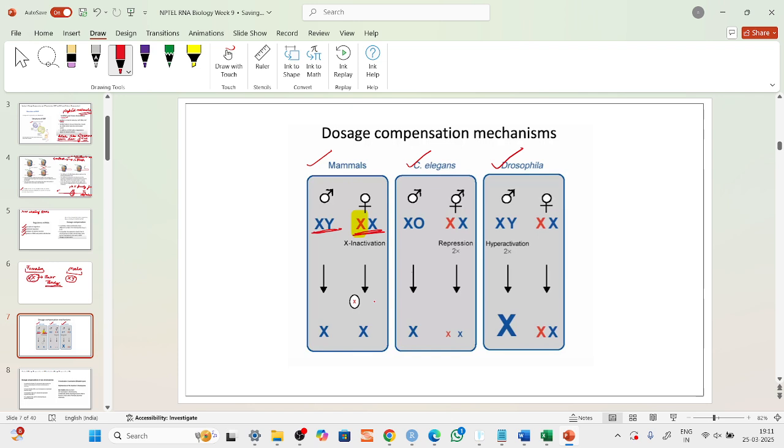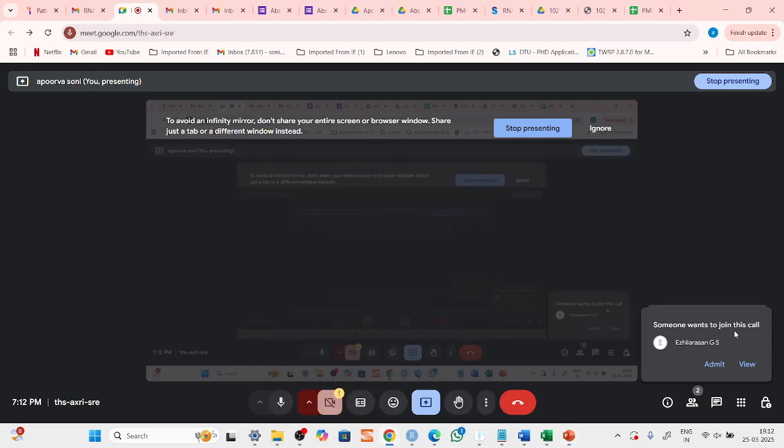In the case of C. elegans, what happens is repression. What is the meaning of repression? Let us assume this X as 1 for males. In females, you have 1 plus 1, so it would be 2. So will there be dosage compensation? No. What if I repress it and make it just half of itself?